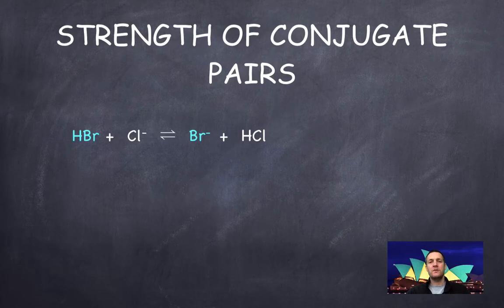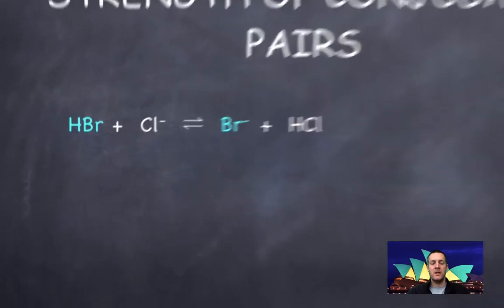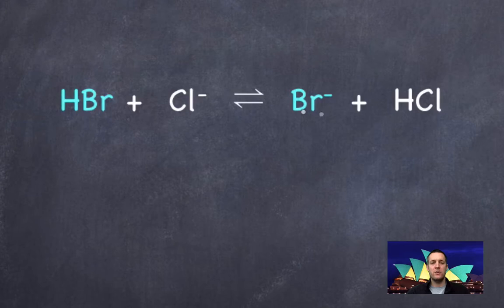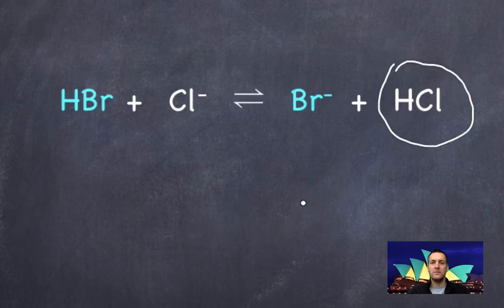Now, let's just finish up by again looking back at equilibrium and deciding what the strength of conjugate pairs is going to tell us about where the position of equilibrium is going to be. Okay, now in this equation we've got hydrogen bromide and hydrogen chloride, or hydrobromic acid and hydrochloric acid. Now we should be looking at this and thinking, oh, here's a strong acid, right? We should also be looking at it and thinking this is a weak acid because it's not one of those three that we were told about.